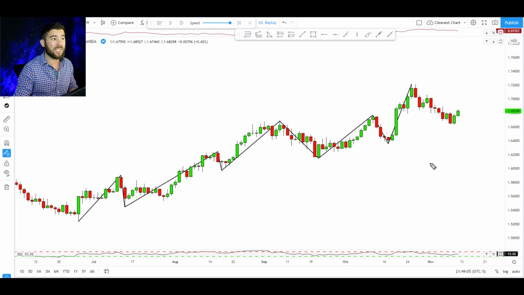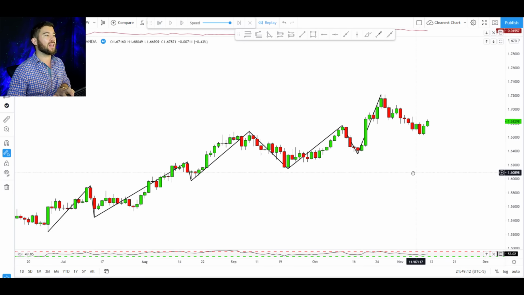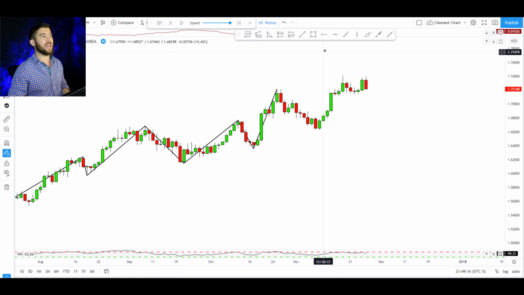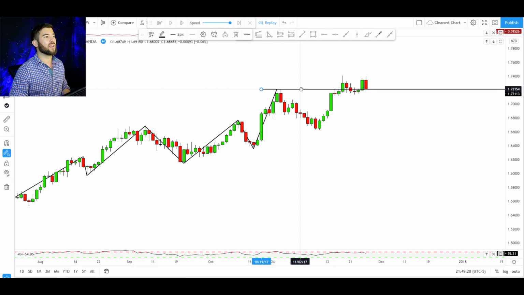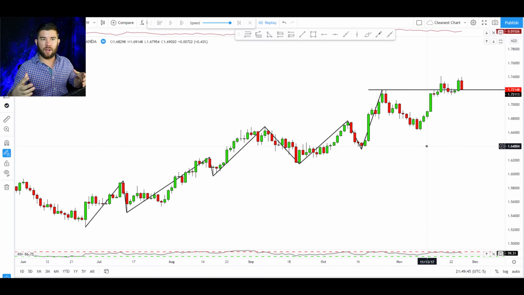But as long as we stay above this previous pullback, we're still considering this market in an uptrend, still looking for buying opportunities. Let's see what this market does. Boom, just like that, we break into new structure highs, continuing this uptrend here on the Euro New Zealand. So that's how I identify uptrends.